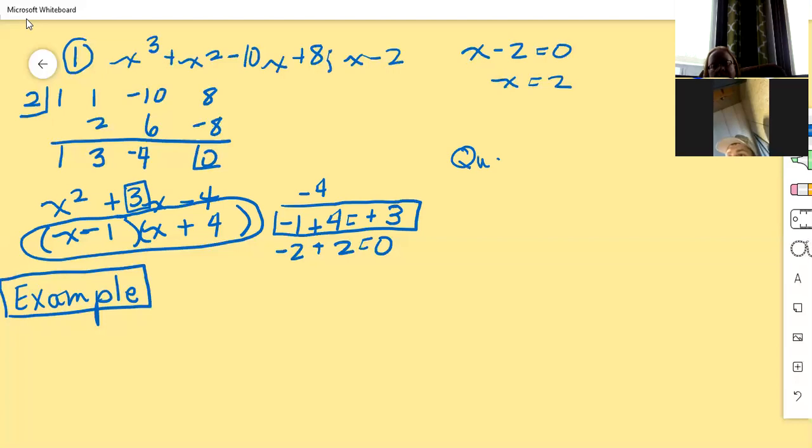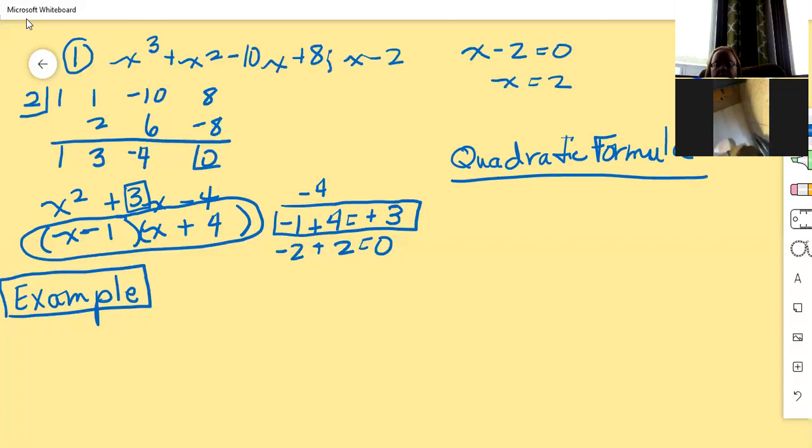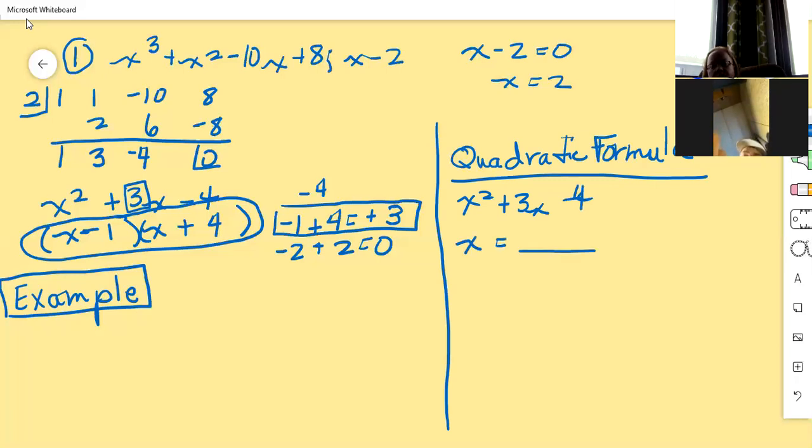If you forgot how to factor, let's just go ahead and set it up for your classmates. It's probably good review for you. So let's say you forgot how to factor, or you didn't remember it. This is one method of factoring this. We have x squared plus 3x minus 4. Do you remember the quadratic formula? X equals, what would come next here?